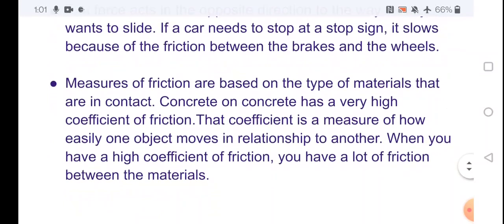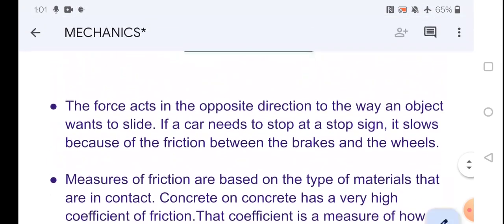Measures of friction are based on the type of materials that are in contact. Concrete has a very high coefficient of friction. The coefficient is a measure of how easily one object moves in relation to another. When you have a high coefficient of friction, you have a lot of friction between the materials.